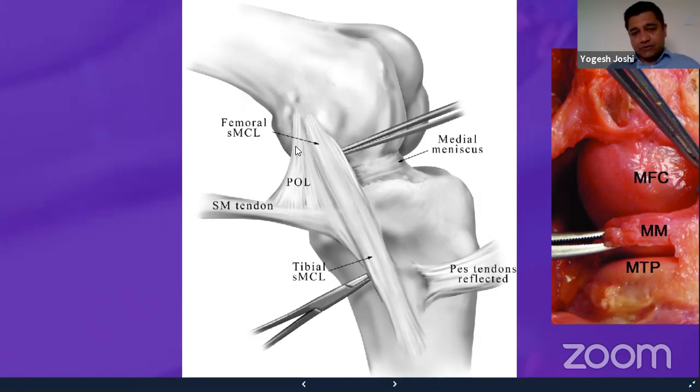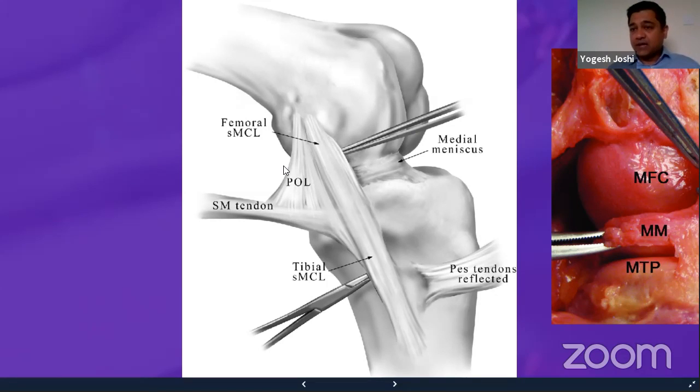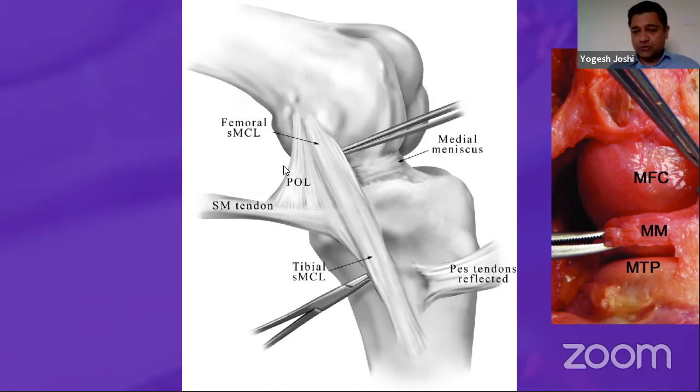And then there is the capsular part of the POL, which is quite thin, and it goes obliquely and attaches to the semimembranosus tendon, and some fibers of the capsular part of the POL attach to the posteromedial capsule, which is also a strong structure. There is quite a lot of thickening of the posteromedial capsule at this part, and it also has biomechanical function, and we'll go through that as well.